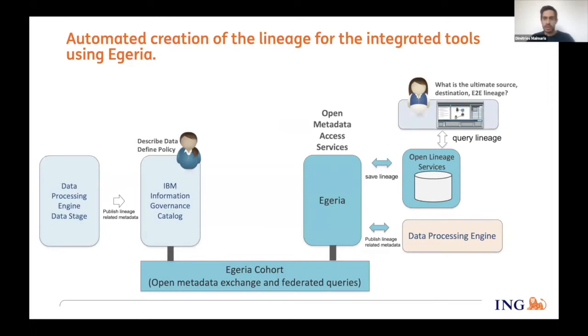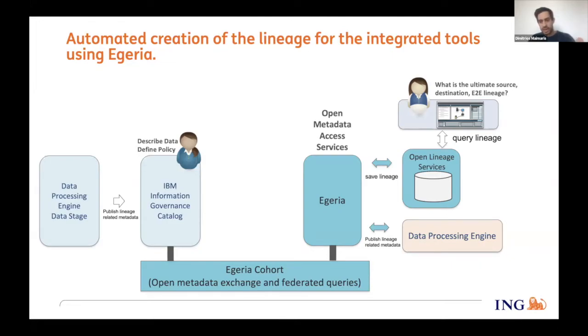This is more or less the components and the flow we have for lineage. In our case, we have a data processing engine, which is DataStage, sitting alongside the IBM Information Catalog, where we have all the metadata. When a job is created or updated, it should automatically publish events on a Kafka topic, and that will reach the Egeria cohort. The Egeria cohort is like a group. All the systems that want to exchange metadata should be configured to that specific cohort. We have a specific topic for that cohort, so everybody can hear and pick up events.